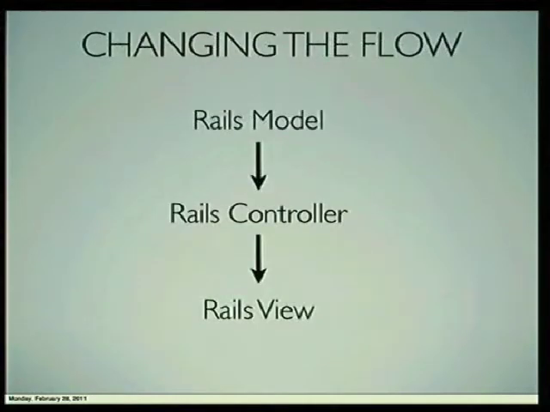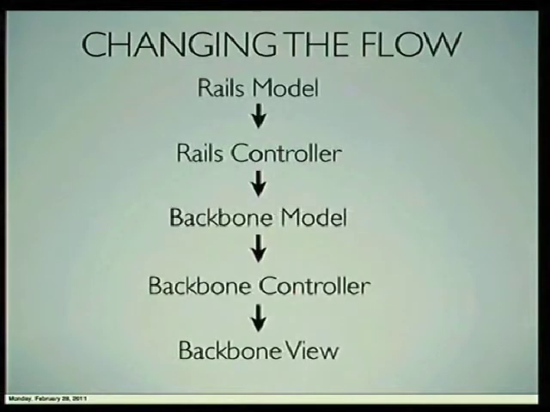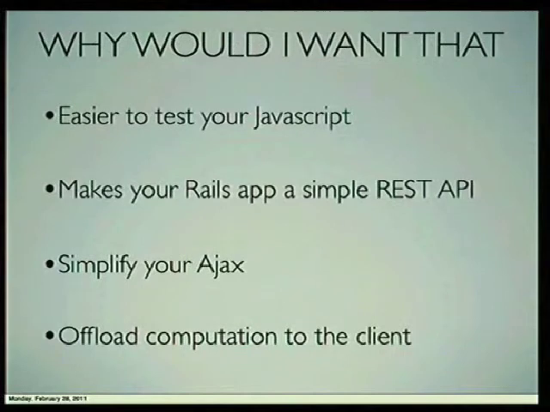So essentially what it's doing is changing the flow. The traditional Rails app: Rails model, Rails controller, Rails view, very simple. And what Backbone does is it changes that up. You go from Rails model to Rails controller to Backbone model to Backbone controller to Backbone view. So you think that adds a little bit of complexity. You're like, well, why do I really want to do this?